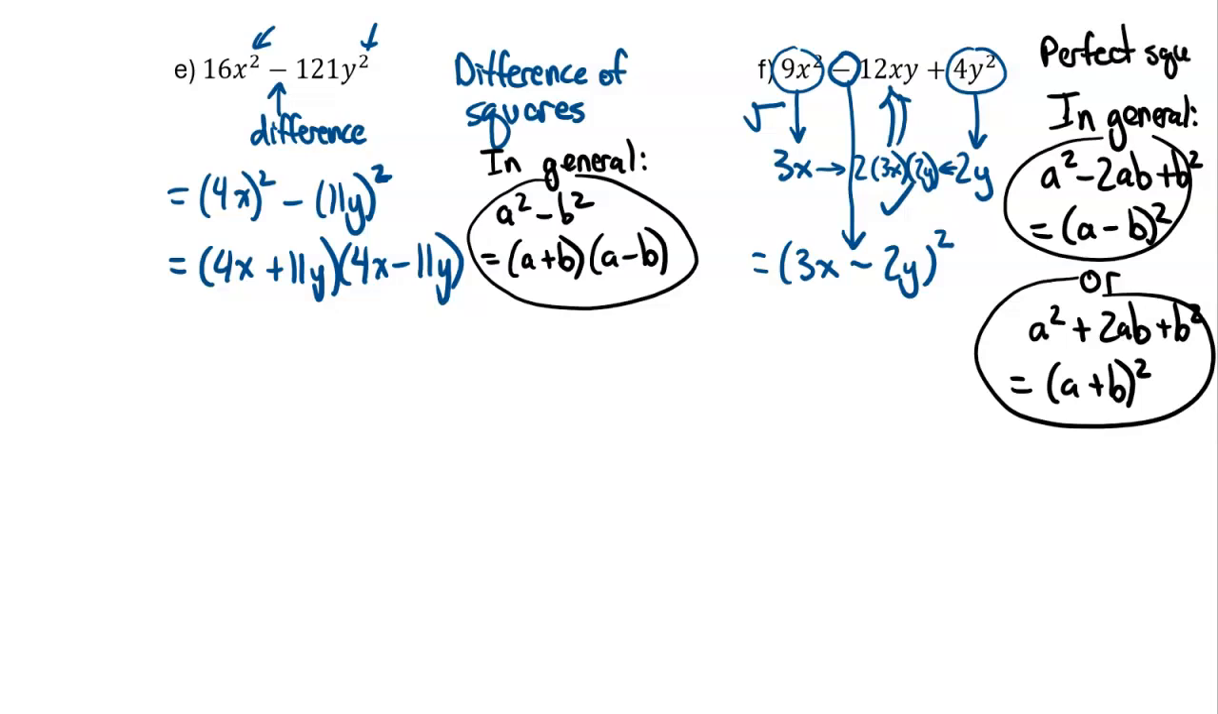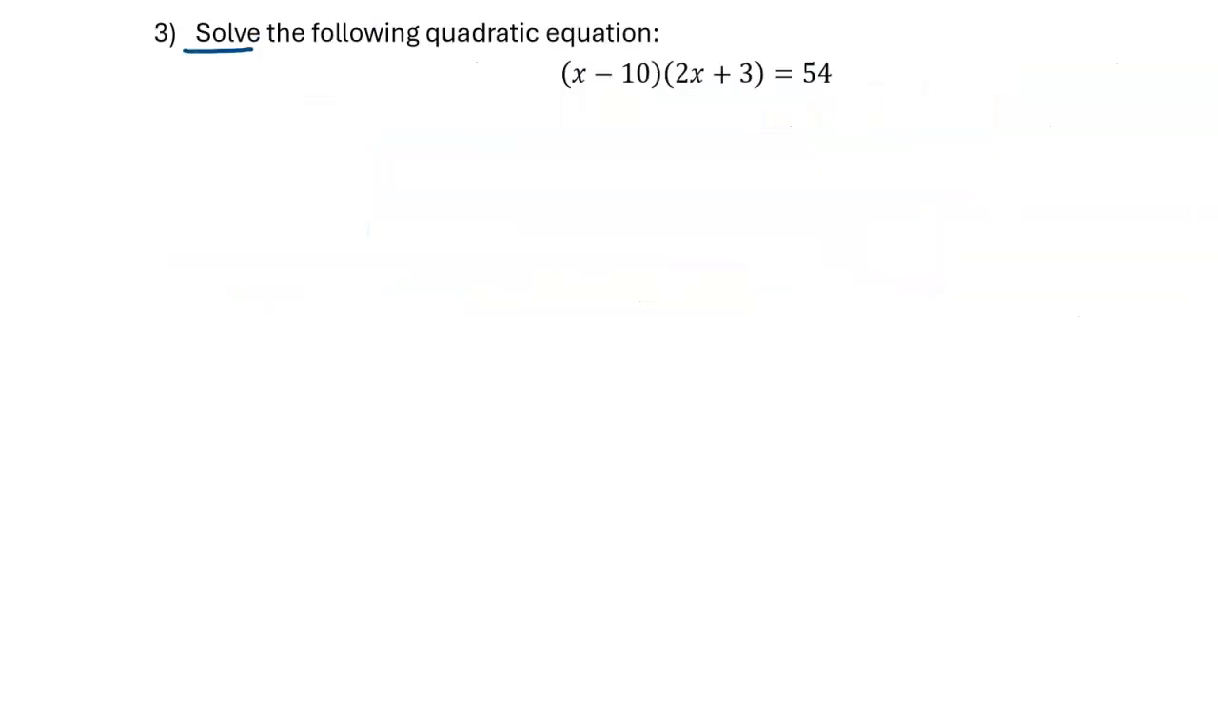So we've got tricky trinomials, we've got simple trinomials, we've got common factoring, differences of squares, and now perfect squares as well. So let's see what we would do if we were asked to solve the following quadratic equation. We have (x minus 10)(2x plus 3) equals 54. To solve, we need to have it equal to 0.